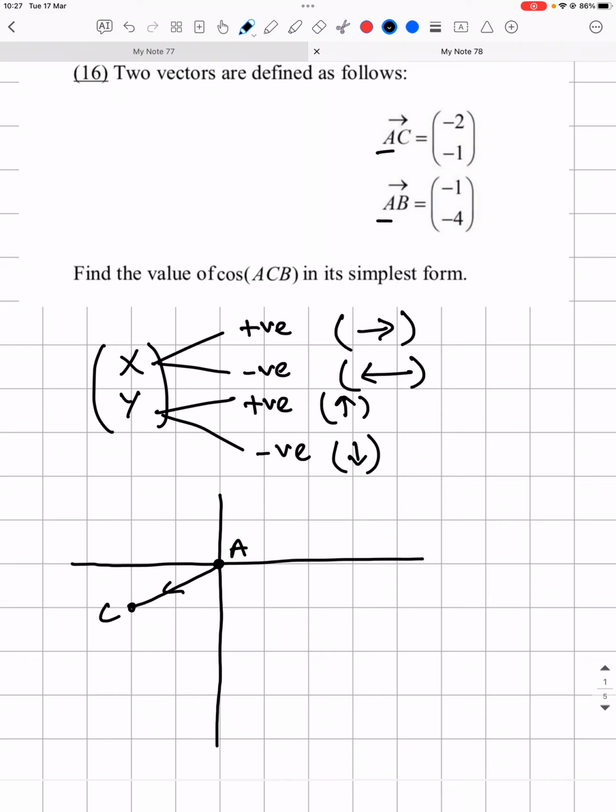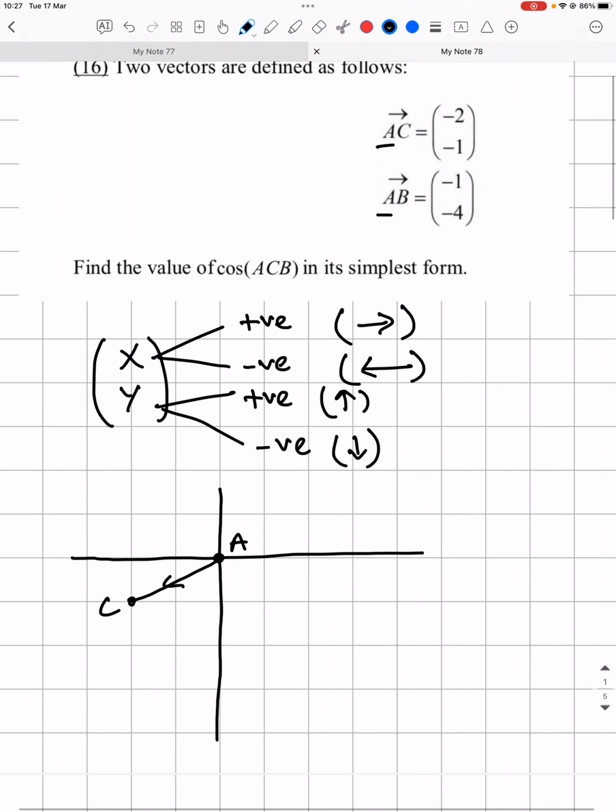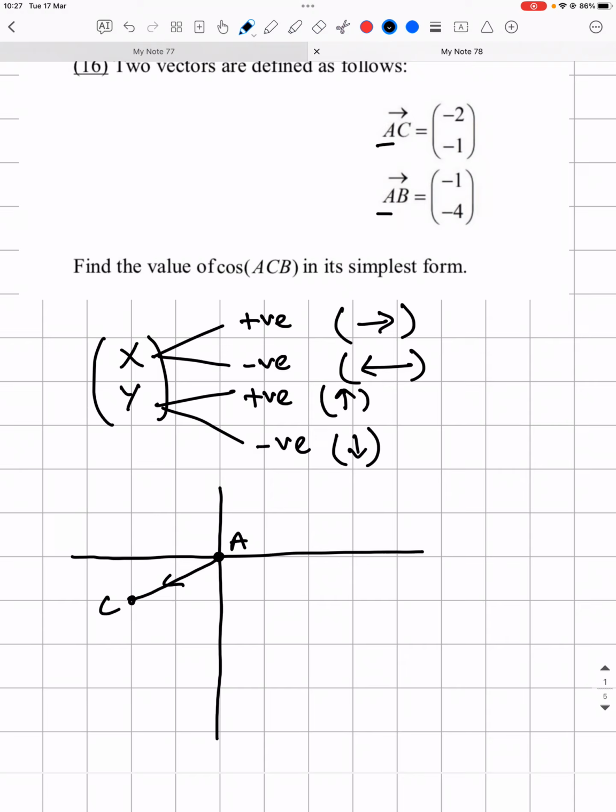And now, I need to find the vector A to B. To go from A to B, I have to move 1 to the left and 4 down. That's what the column vector -1, -4 means. So I'm going to move 1 to the left and 4 down. That takes me all the way over here. So that would be the point B. Now that I have A, C and B clearly plotted, I need to connect C and B to complete my triangle. So I'm going to do that.